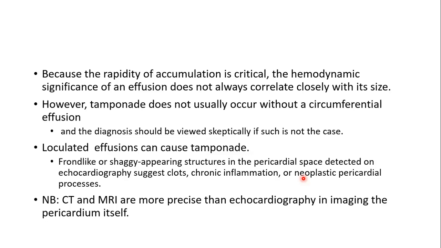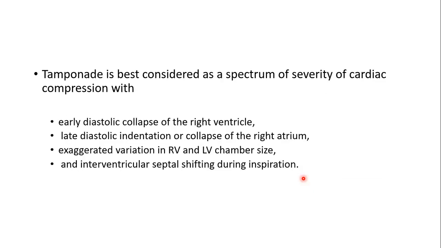However, loculated effusion can also cause tamponade, and you could find a frog-like or shaggy appearance in the pericardial space, which could be seen on echocardiography, and could suggest the presence of clots, chronic inflammation, or ongoing neoplastic pericardial processes. So CT and MRI are more precise than echocardiography in evaluating the pericardium itself.